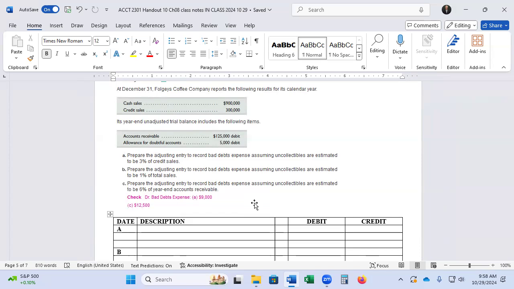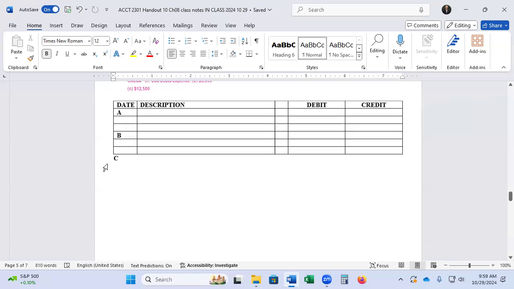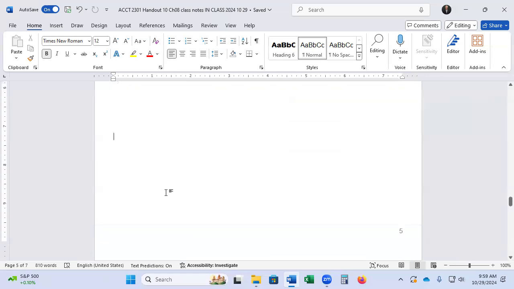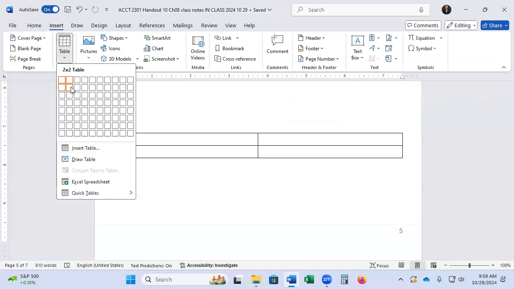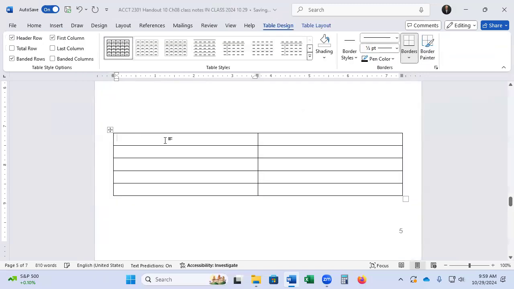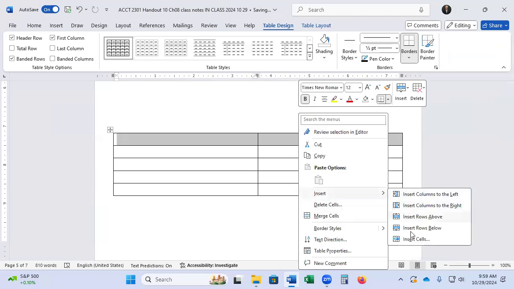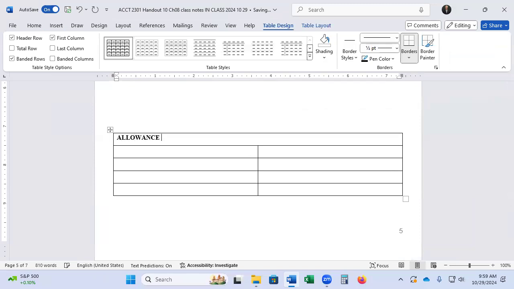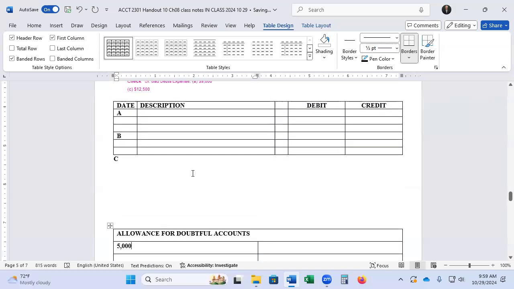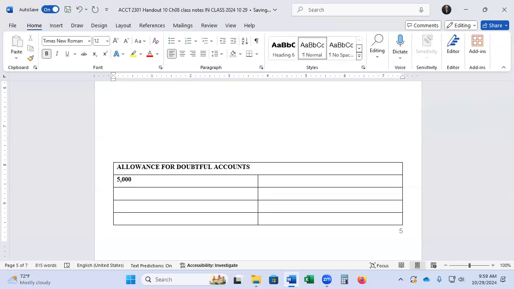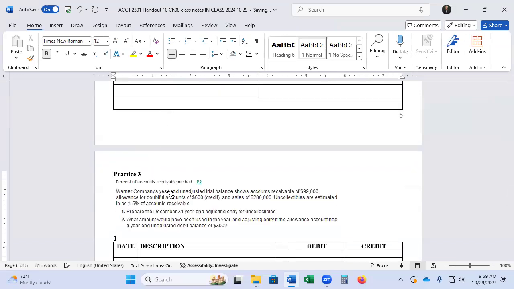Or not, we stole all the markers. Down here. You can put this at the bottom.